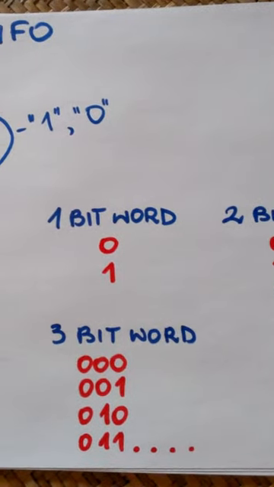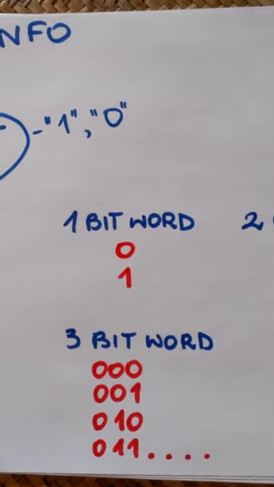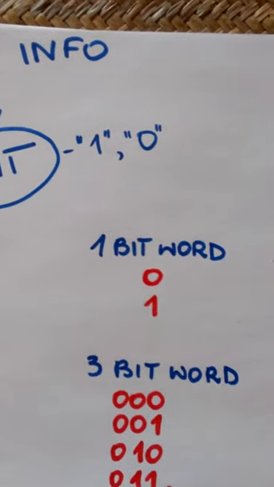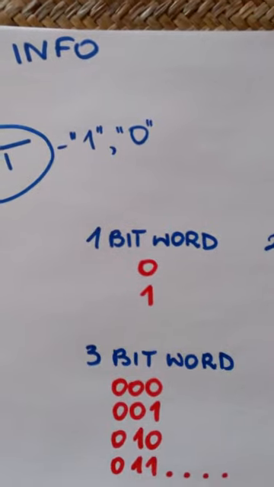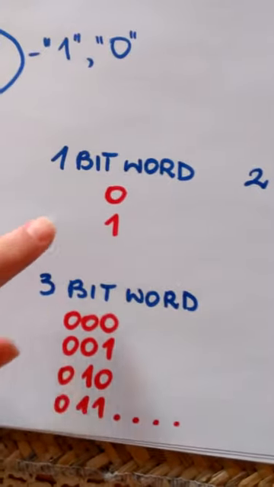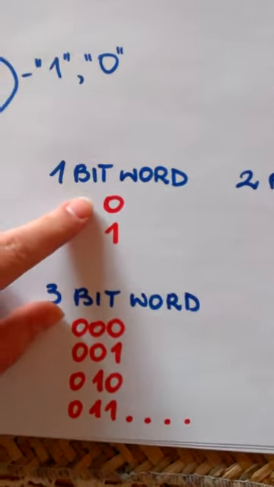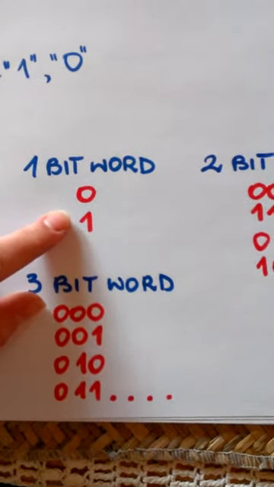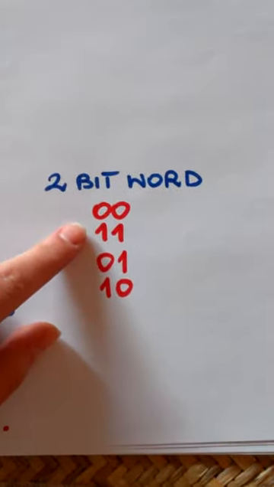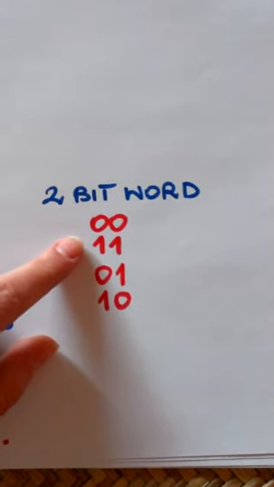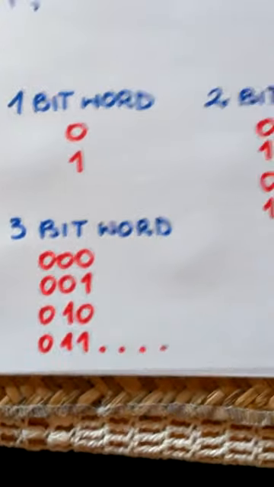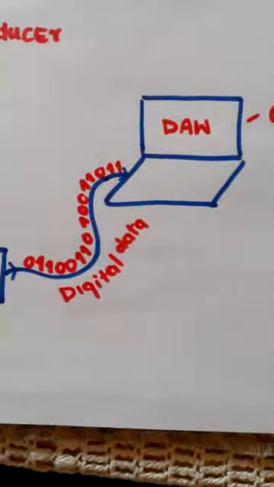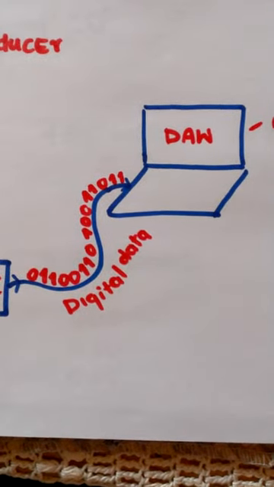If we want to represent larger number, we have a collection of bit info into word. It's important to know how it works. For example, as you can see here, 1-bit word represent 2 values. 2-bit word represent 4 values, and so on. In digital audio, we have some standards example.